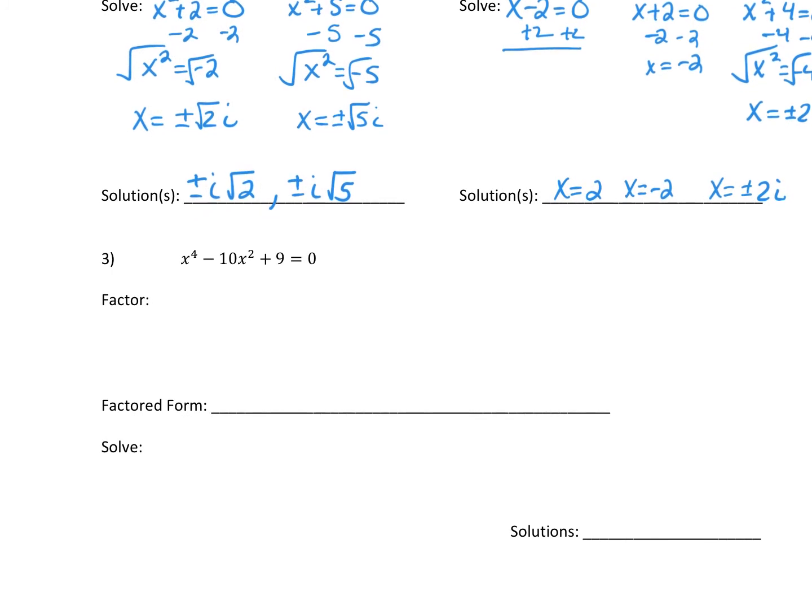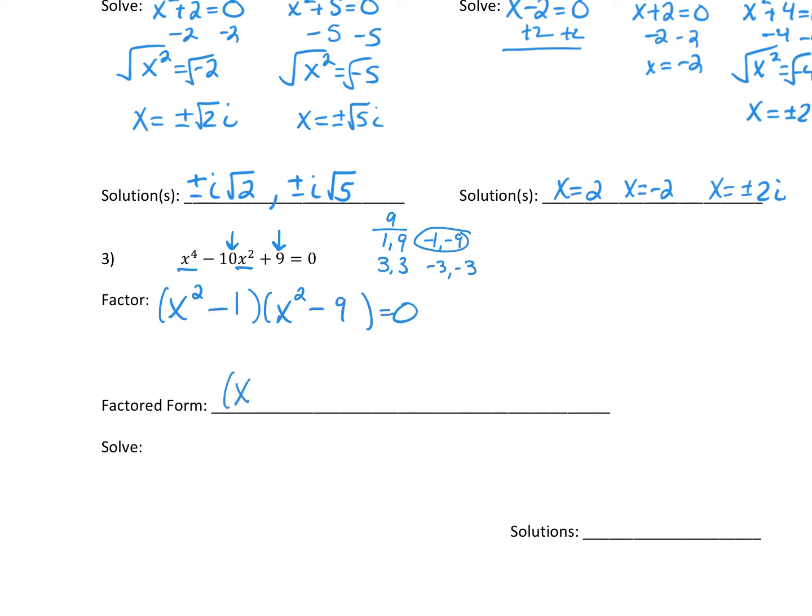All right, let's try the same idea with 3. So again, I have x to the fourth and x squared, so I know that's x squared times x squared. I need to think about two numbers that multiply to 9 but add to negative 10. So things that multiply to 9 are 1 and 9, 3 and 3. But again, they've got to add to negative 10. So I also remember I could have negative 1 and negative 9, or negative 3 and negative 3. So it's going to be negative 1 and negative 9. But those actually factor again.